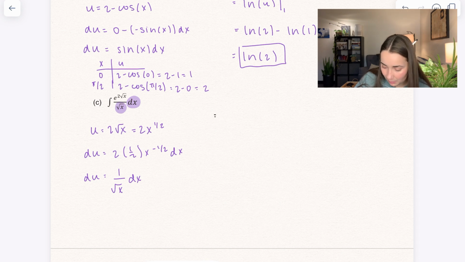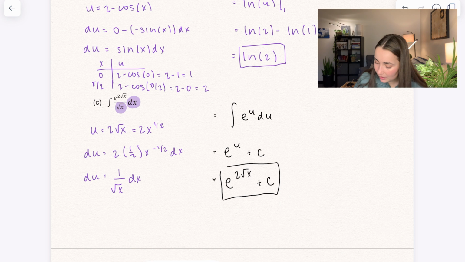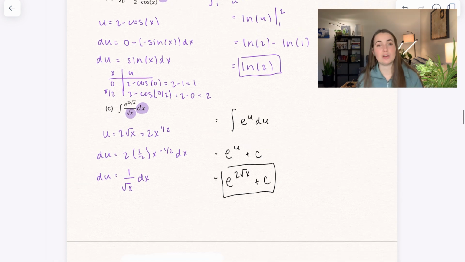We don't have any bounds that we need to redo, which is nice. And we get the integral of e to the u du. Now the antiderivative of e to the u is e to the u plus c, in which we can plug u back in to get e to the 2 root x plus c. And there we get our solution. At any point that you want to check your solution to indefinite integrals, you can just take the derivative and make sure you get back the integrand, or what's inside the integral.